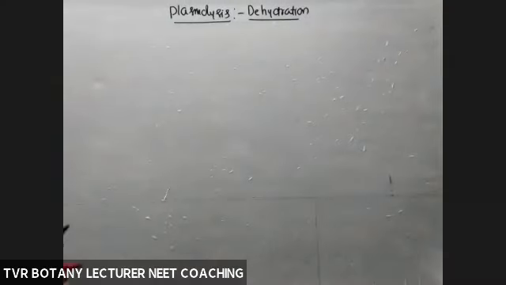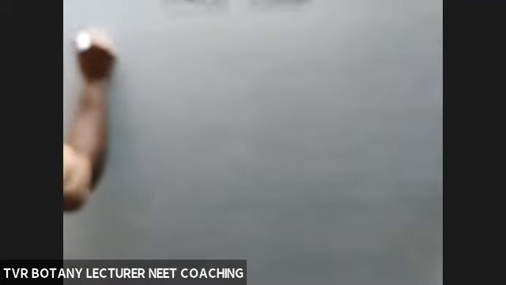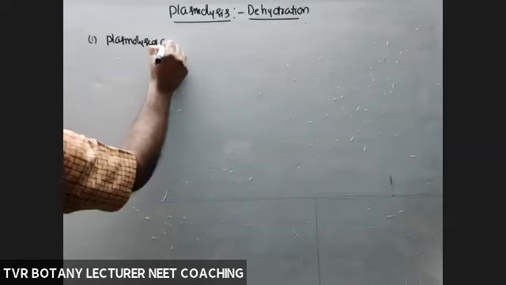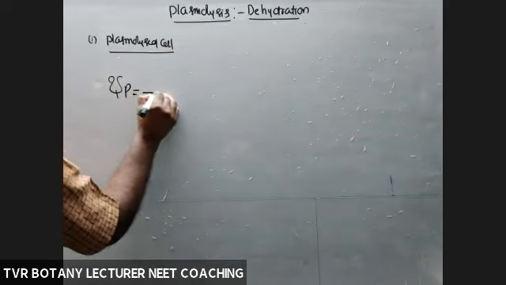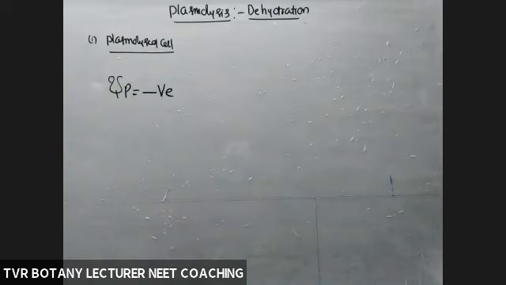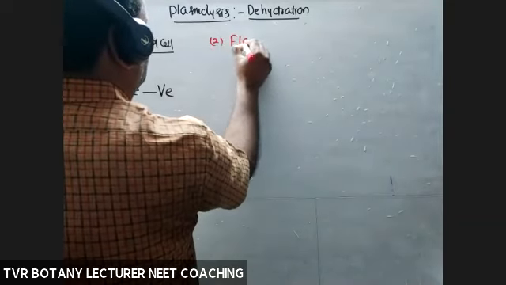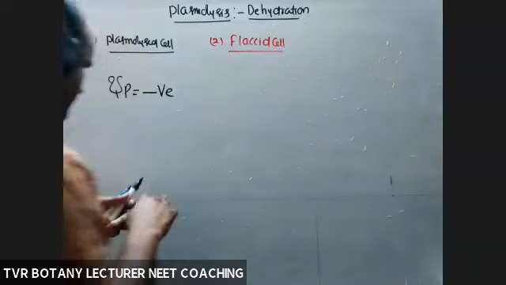Next, definitely they will ask these questions. What about Psi-P values? First one, plasmolyzed cell. In this case, the Psi-P value is negative only. Minus something, whatever it is, overall negative for a plasmolyzed cell. Second one, flaccid cell. What is a flaccid cell?